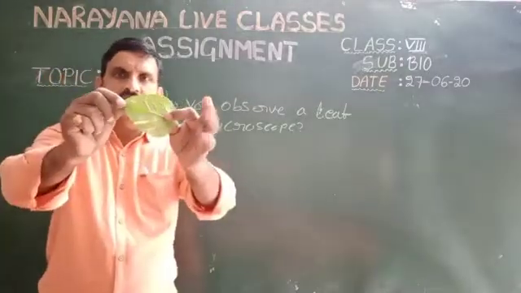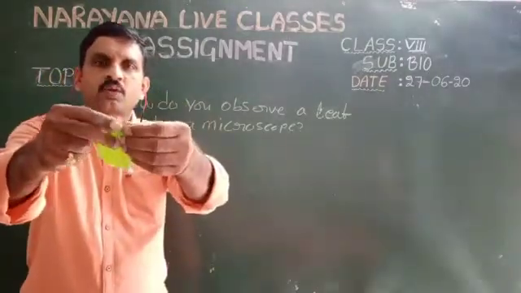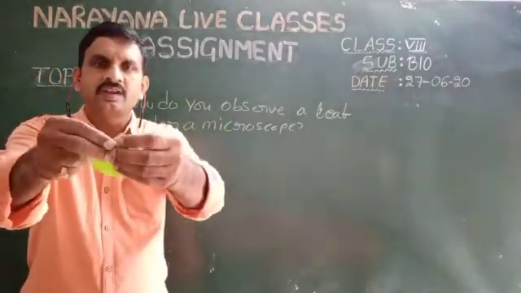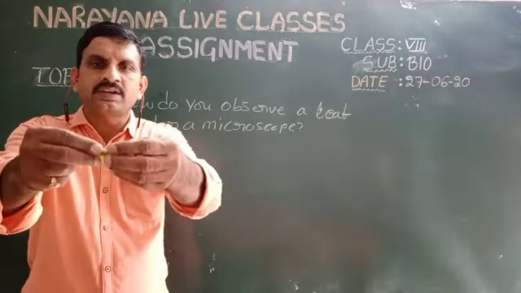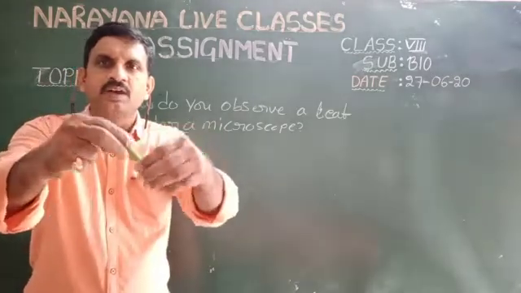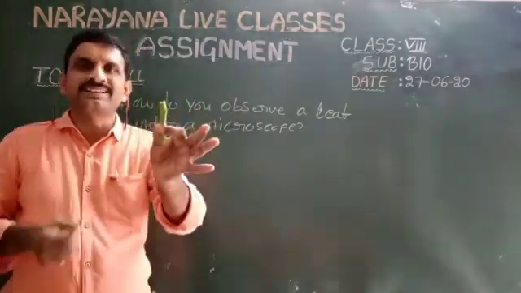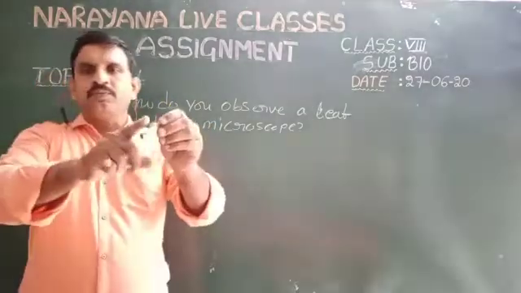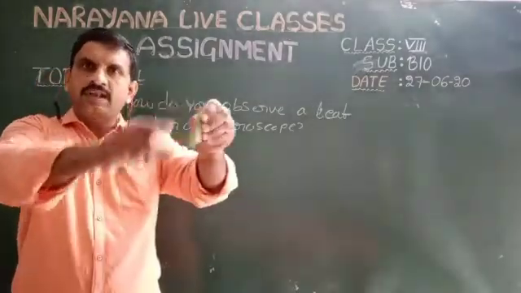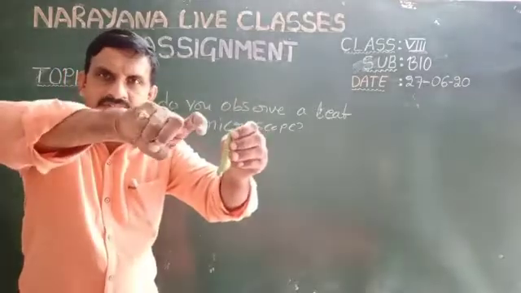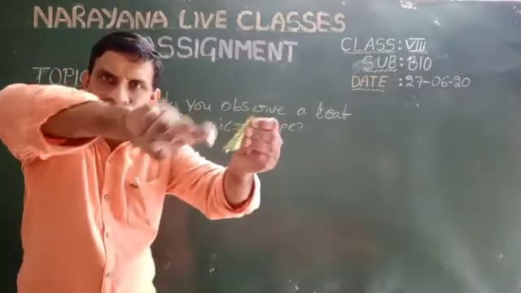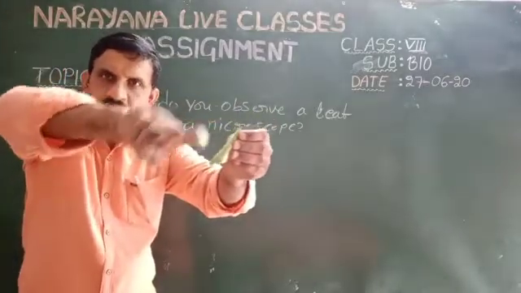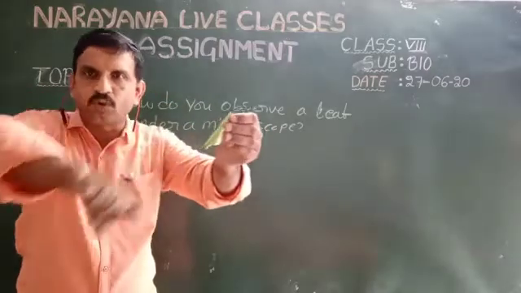This is the leaf. Look at me, this is the leaf. We have to roll it like this, not folding. You can roll it like this and take one razor, and cut through the roll like this. Take one razor, it is like this. With the help of the razor, you can cut the roll like this.